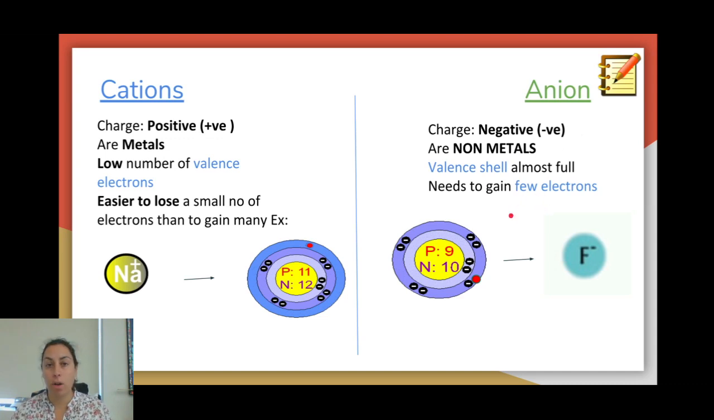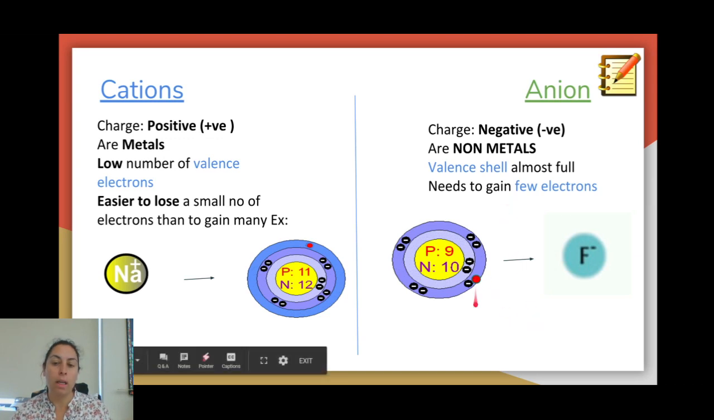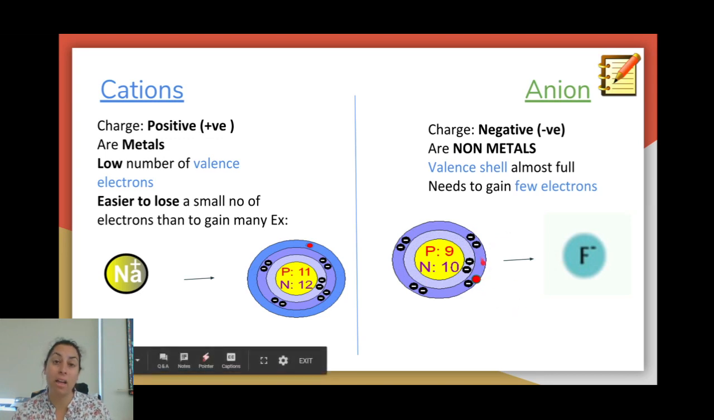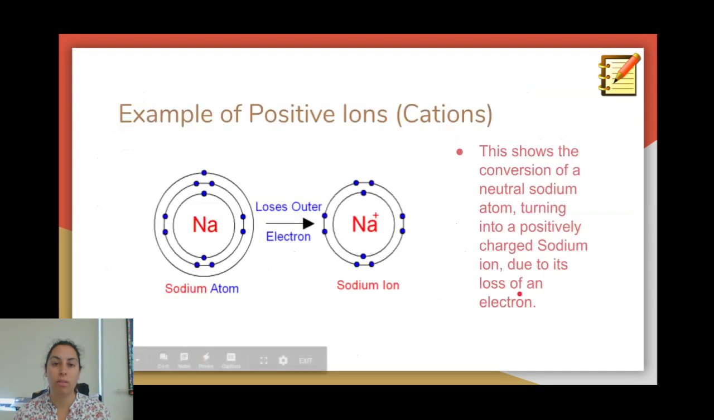And so they gain a few electrons because it's easier to gain the electrons to fill their shell than it is to lose all the electrons that they have in their outer shell. So if we ignore this red dot here, fluorine has 1, 2, 3, 4, 5, 6, 7 electrons in its valence shell. It only needs one more electron to become stable. And so what will happen is it will go and take that electron from a metal to fill its outer shell. Okay, once you've recorded those notes, please continue the video.